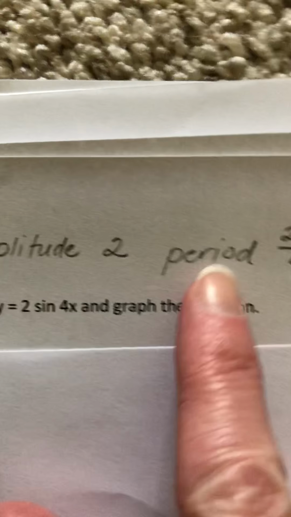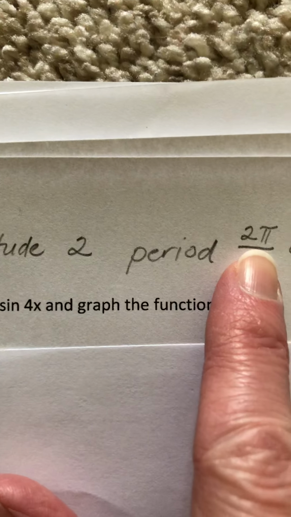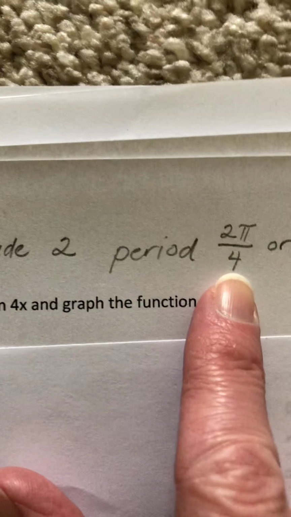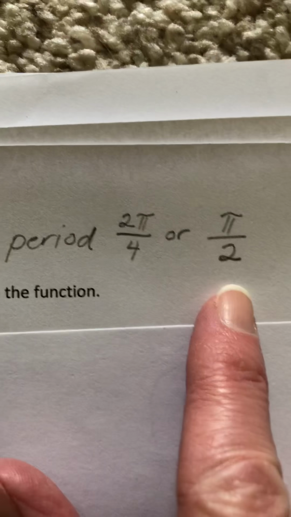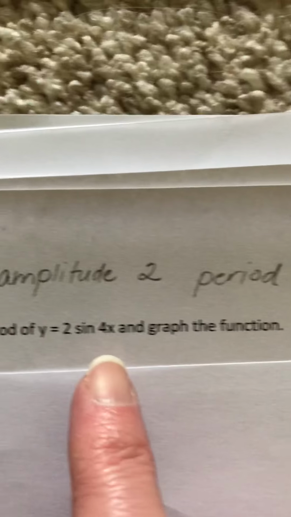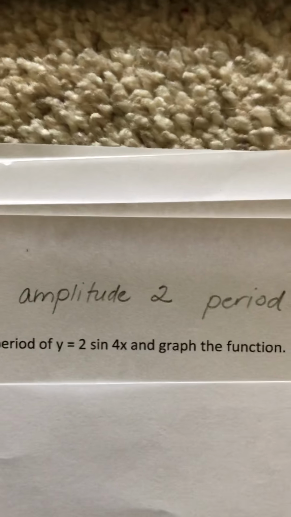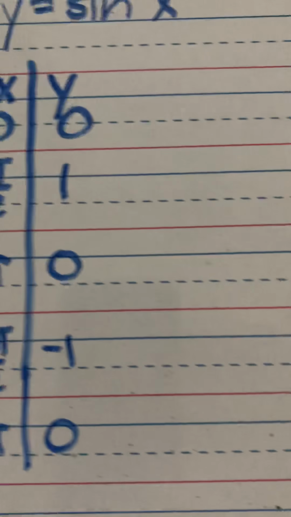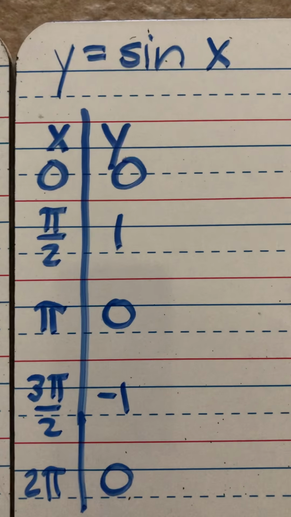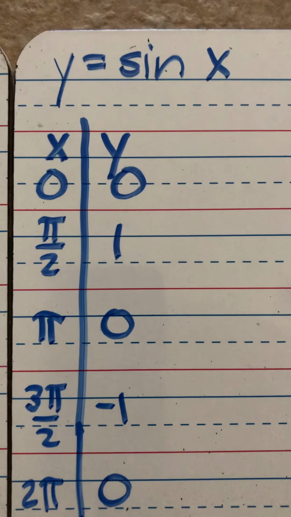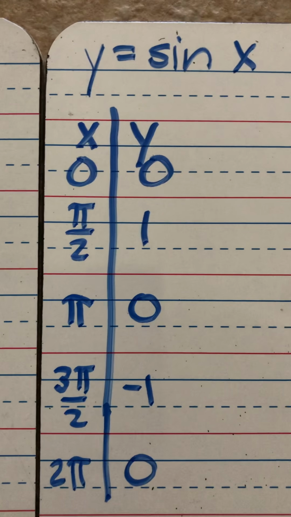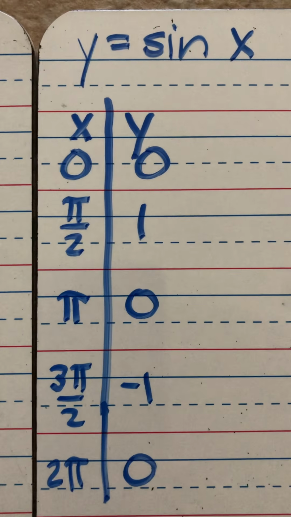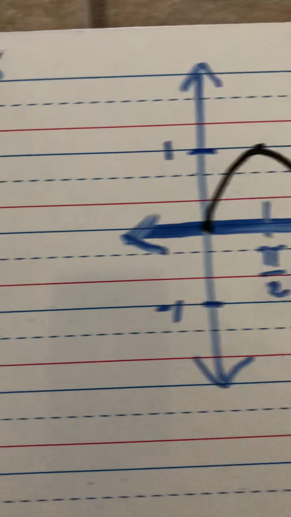To get the period, take 2 pi, which is the period of the parent, and divide by 4, because that's your coefficient here, and that would be pi over 2. So in order to graph this function, you can refer back to the original function, the parent function, y equals the sine of x. This was done in a previous video using the unit circle to generate these answers.